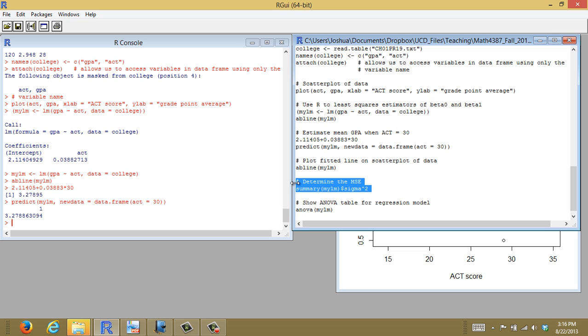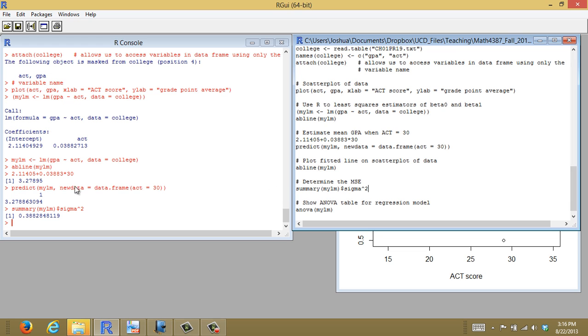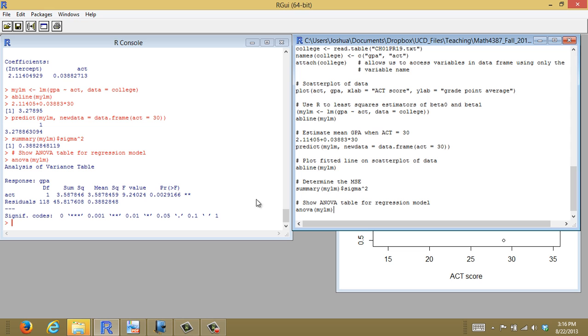And if I want to determine the mean squared error, then I simply use the summary function on myLM. I access the sigma variable in the summary object and square it. And so my MSE is going to be 0.0388. And if I want to look at some of the additional information, I can do that using the anova function. So that gives me some more of the information.